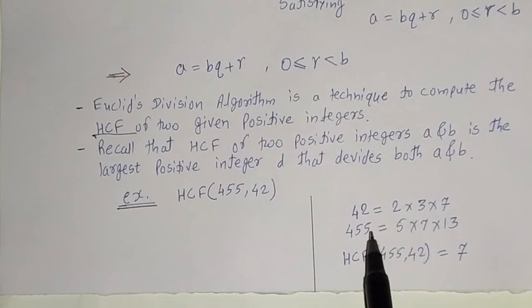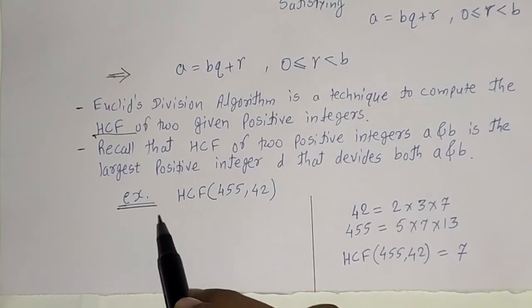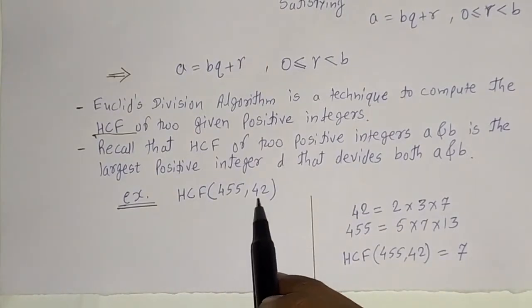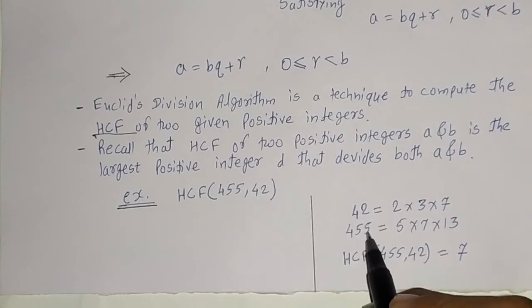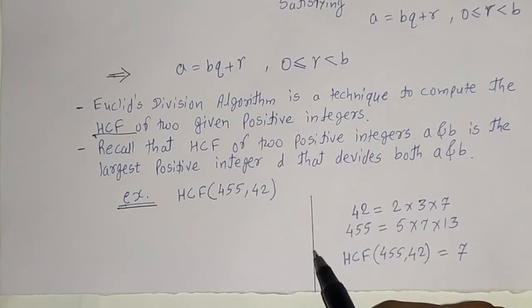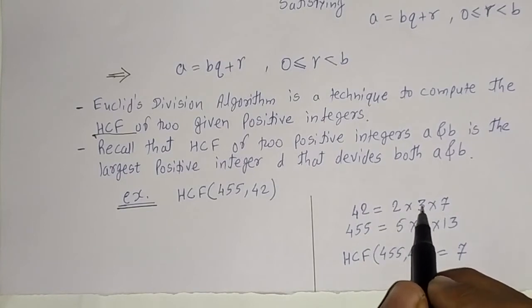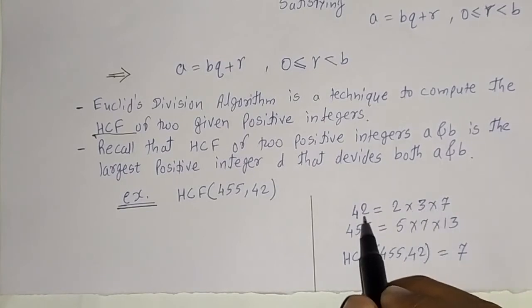So we have seen the prime factorization method. What is the prime factorization method? We have to factorize the given two numbers. So in this example, we have two numbers as 455 and 42. So let us first calculate the HCF by using prime factorization method. So what is prime factors of 42? 2 into 3 into 7. You will get the answer as 42.